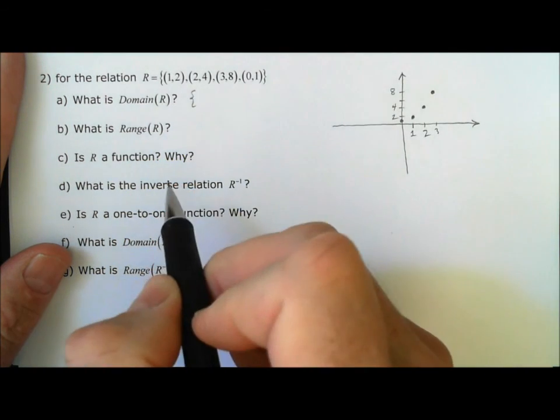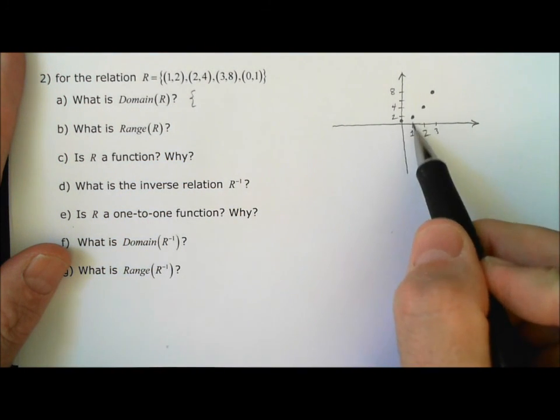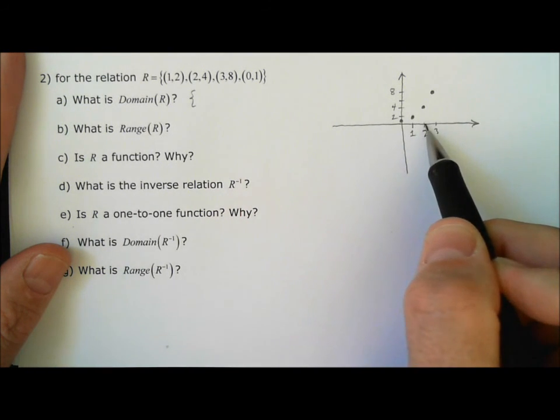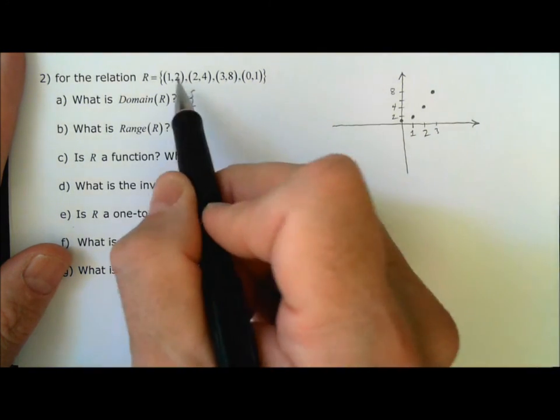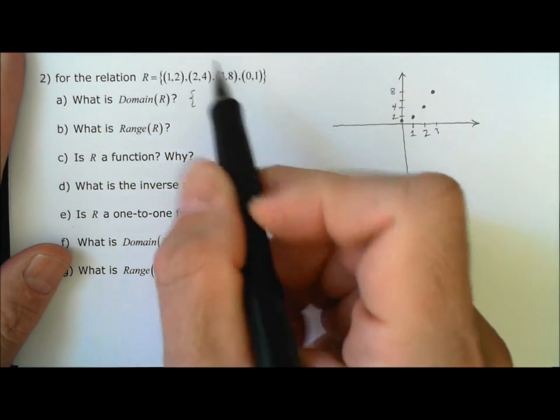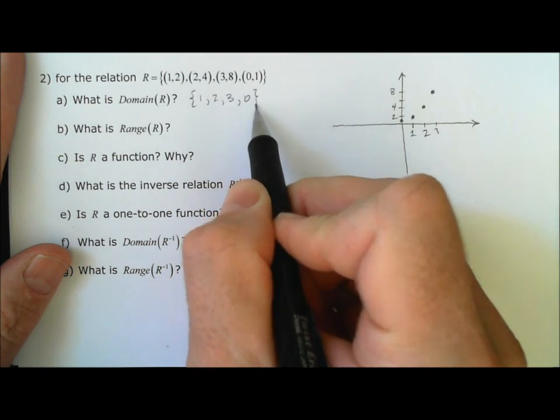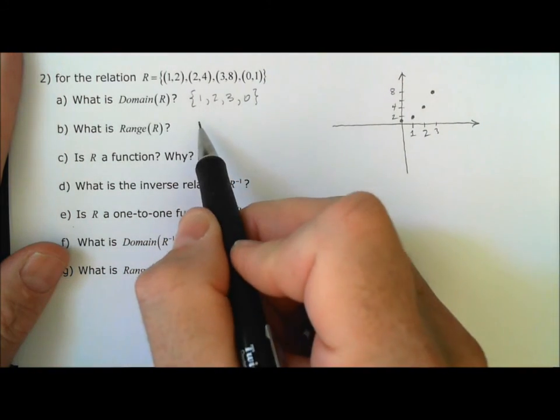The domain of R is the set of all x's, or the projection onto the x-axis of your graph. And we would get a dot at 0 and 1 and 2 and 3 if we projected. Or even easier, we could simply strip off the x-coordinates, 1, 2, 3, and 0. And remember, sets, order is immaterial.